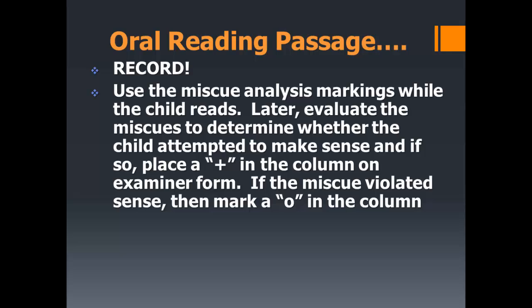Later, when this is finished, you evaluate the miscues so that you could determine whether the child attempted to make sense. If that's so, then you're going to put a plus in the column on the examiner forms in the line where the miscue happened. If the miscue violated sense, you're going to mark a 0. All right? So, let's see. What would that look like?